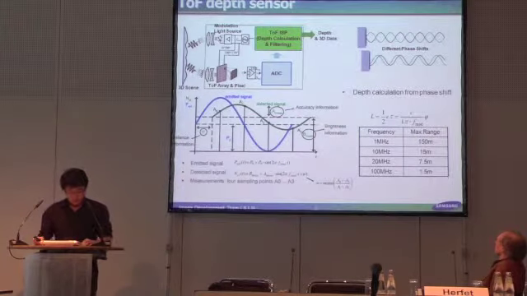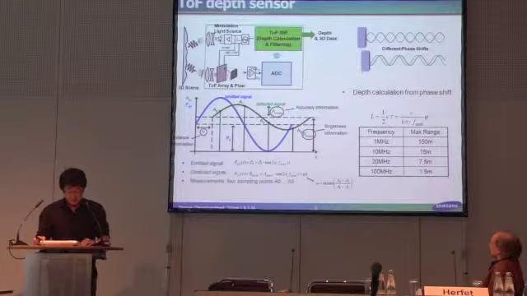I will shortly explain the TOF depth sensor. The main concept of the TOF camera is very simple. A time-of-flight camera is a range imaging camera system that resolves distance based on the known speed of light, measuring the time of flight of light signals between the camera and the subject for each point of the image.